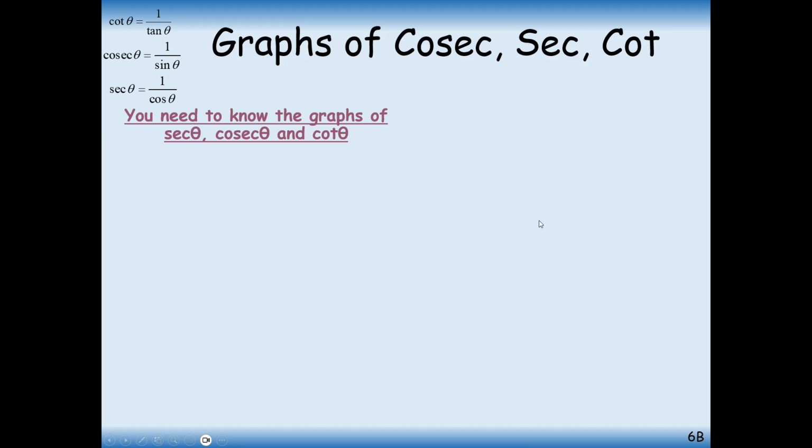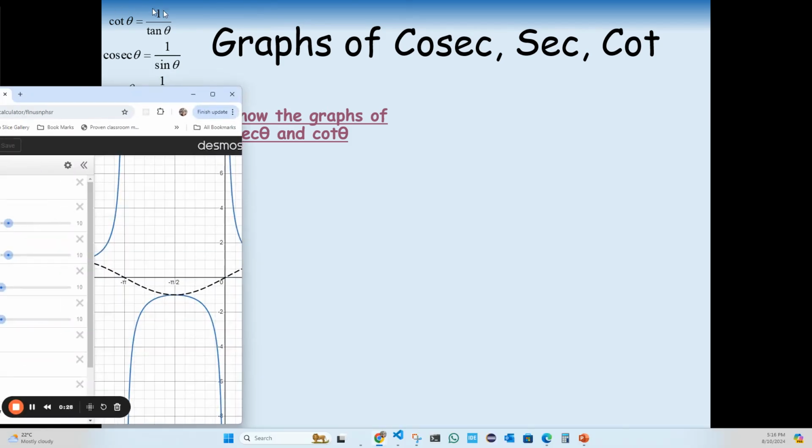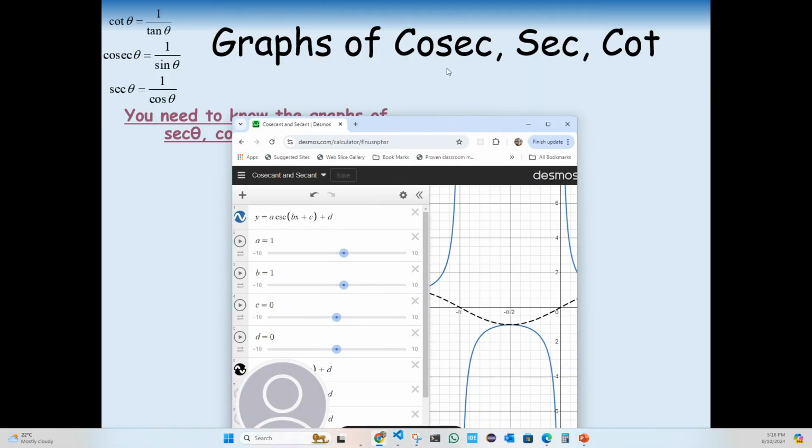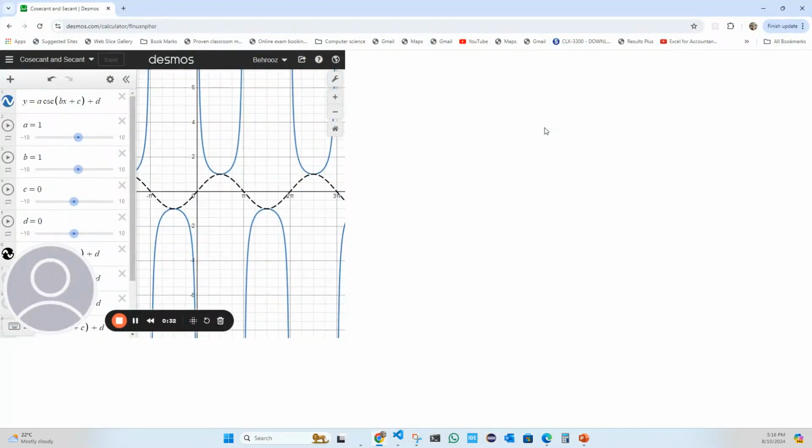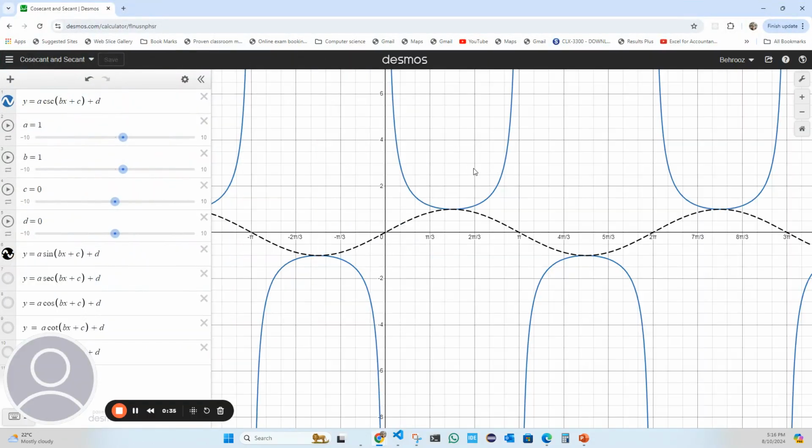So, let's make this video more interactive. I suggest you log into your favorite browser and type in your search engine Desmos graphing calculator. You should be able to find this free graphing calculator where you can graph these for yourself. If you type in the letters CSC, that stands for cosecant of any angle given to you.